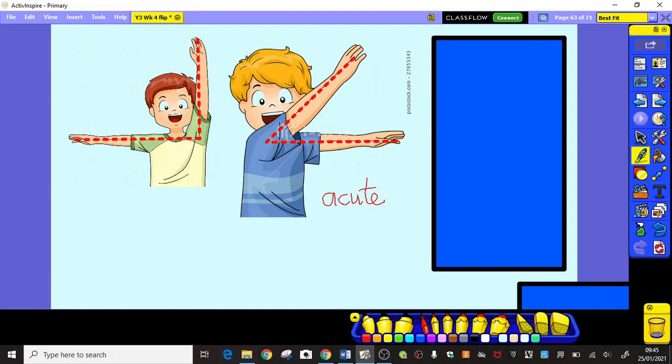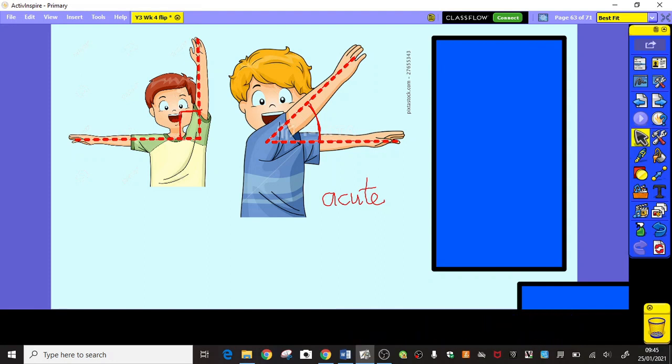So we start with 90 degrees, arm up, then you put your arm down towards your face, and this angle here is called an acute angle. It's not the same as a right angle, it's smaller than a right angle, you can see, but the space between the two lines gets smaller. So angles smaller than a right angle are called acute angles.